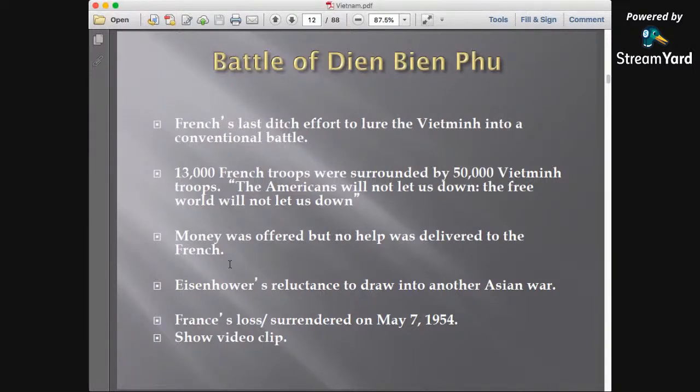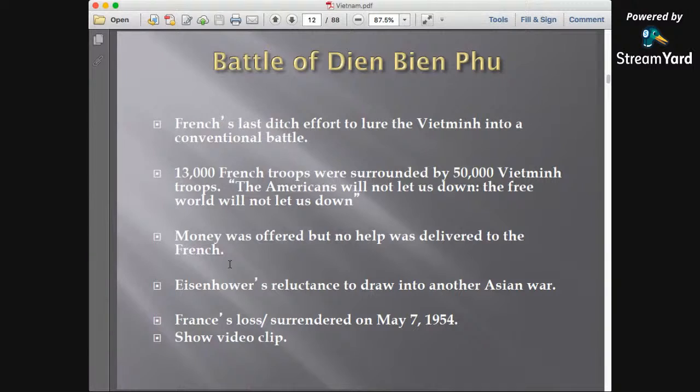The Battle of Dien Bien Phu, this is an important component. If you've ever seen the movie We Were Soldiers with Mel Gibson, it talks about the Dien Bien Phu battle at the beginning of this movie. This was France's last-ditch effort to lure the Viet Minh into a conventional battle, which is kind of how the European powers understood how to fight, and the United States in many regards. 13,000 French troops were surrounded by 50,000 Viet Minh troops.